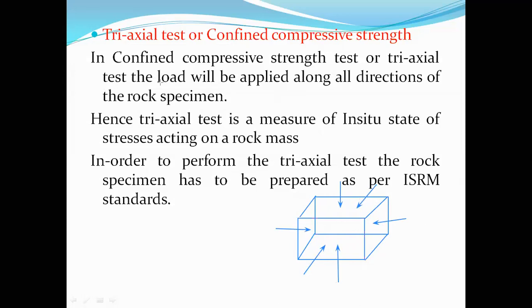So look here. In the confined compressive strength test or triaxial test, the load will be applied along all the directions like this. Which is a representation of what? The in situ condition of the rock mass. Am I right? So the triaxial test is a measure of the in situ state of stresses acting on a rock mass. So in this case, it is all three-dimensional.